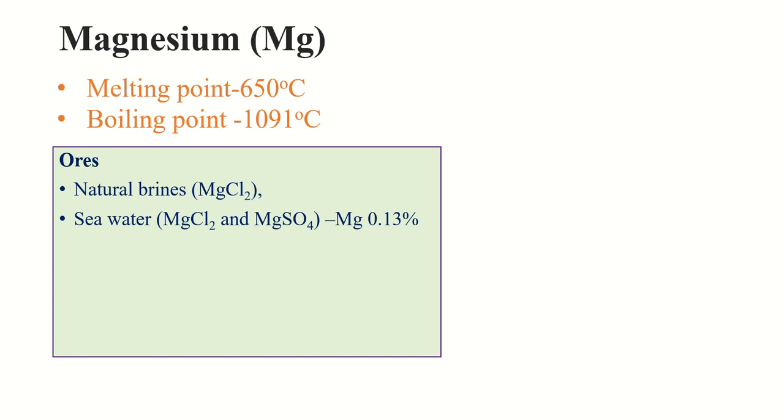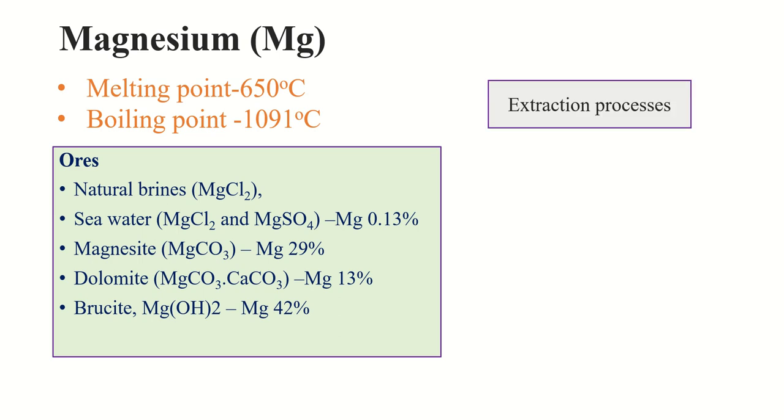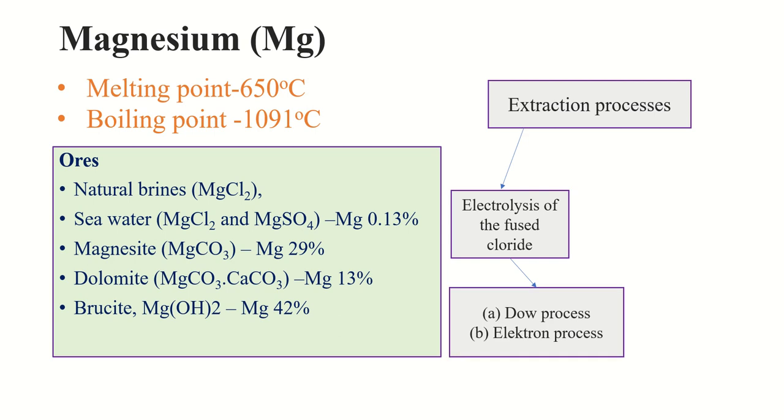The important sources of magnesium are natural brines, MgCl2, and magnesium is also extracted from seawater. Seawater frequently contains MgCl2 and MgSO4. Other sources are magnesite MgCO3, dolomite MgCO3.CaCO3, and brucite. The extraction process of magnesium is electrolysis of fused chlorides, meaning from seawater we can convert MgCl2 and MgSO4 into magnesium. Here the Dow process and Elektron process are generally used to extract magnesium.